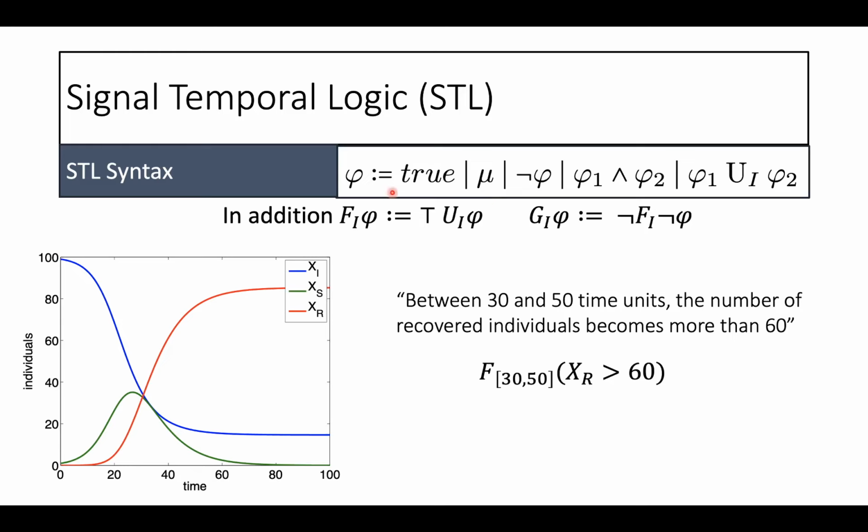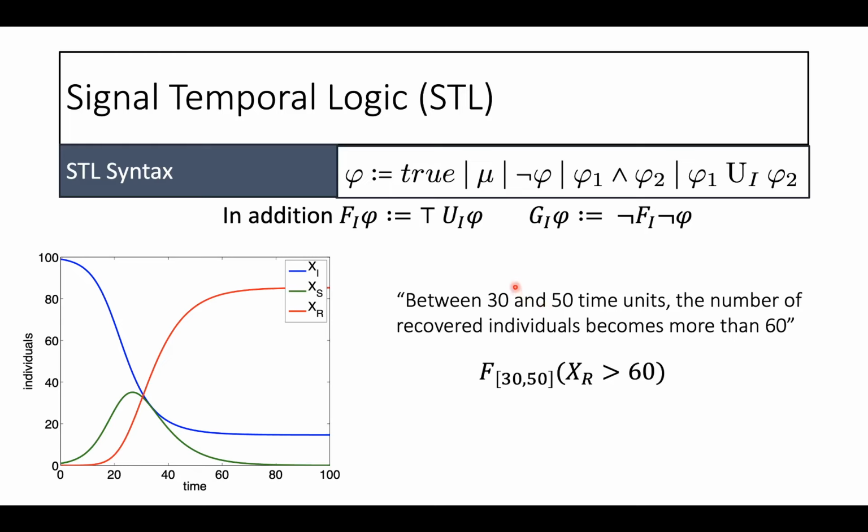We can see here the syntax of STL. We have the true constant, the atomic proposition mu, the negation, the conjunction, and then the temporal operator phi1 until, in a time interval I, phi2. And then we can also derive two other operators, the eventually operator and the always operator, and the disjunction operator that can be derived from the conjunction.